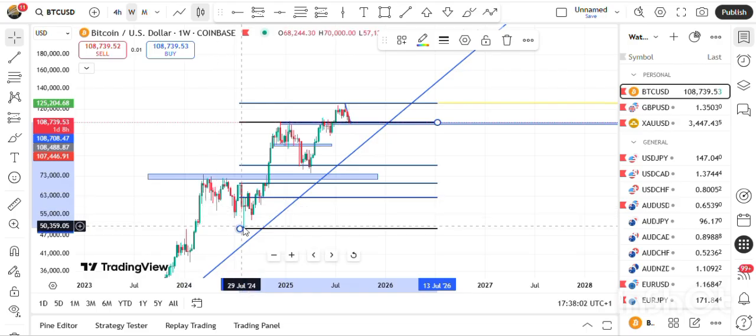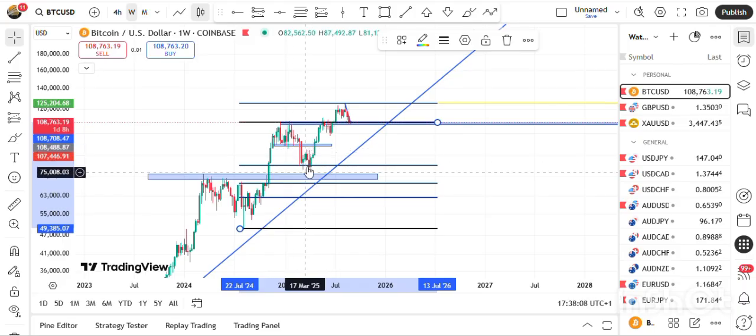So I drew from A up to B, this point, right? When I noticed this had happened, it had respected the 50 fib. So I expected it to touch here and then come up here.